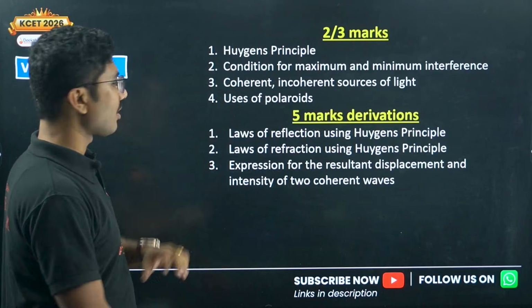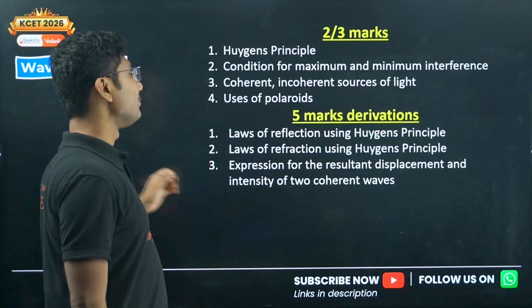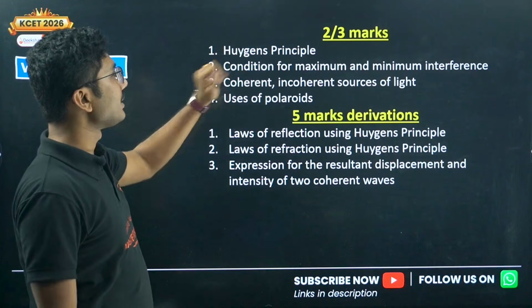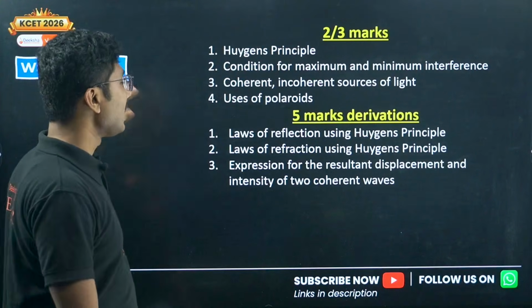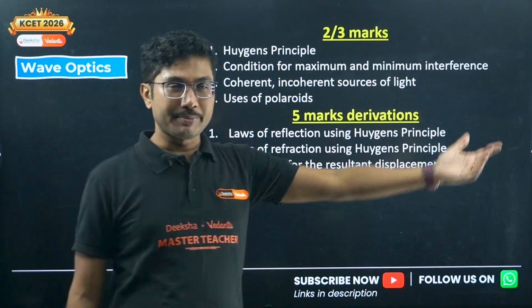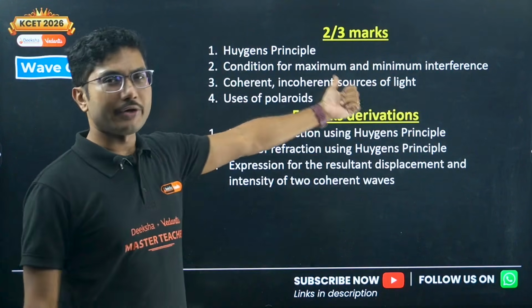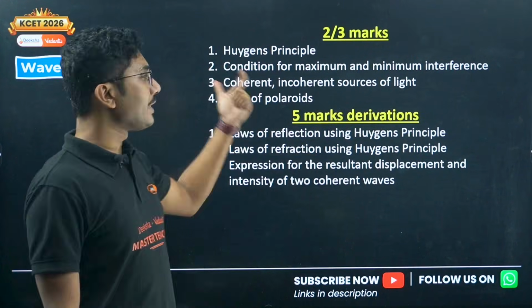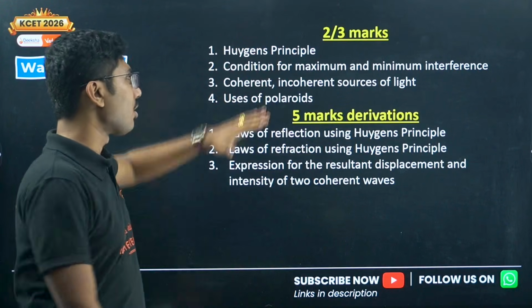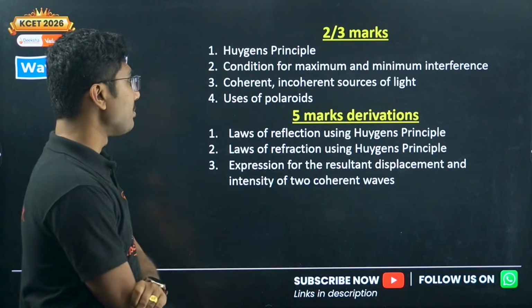And the last chapter of your FA2 syllabus is wave optics, and in wave optics obviously Huygens principle will be there, conditions of maximum and minimum interference, coherent and incoherent sources of light, uses of Polaroids. These are all important for 2-3 marker questions.